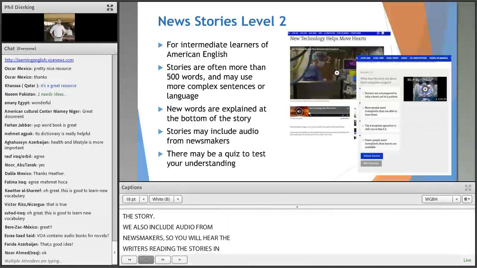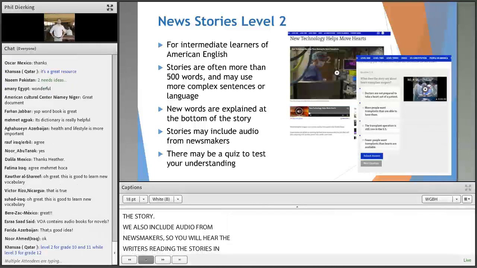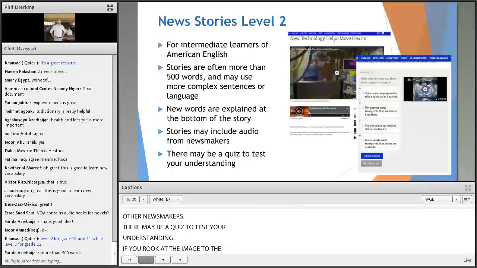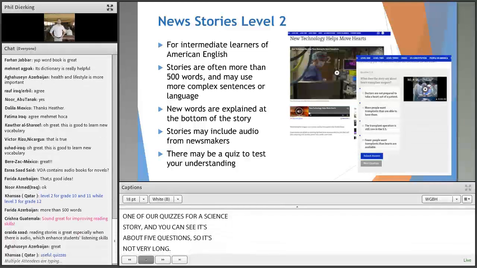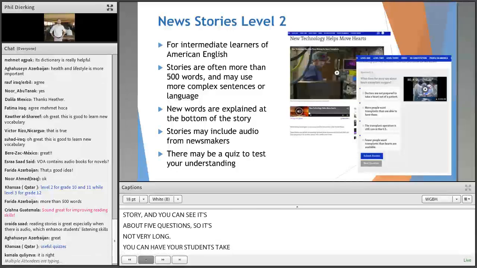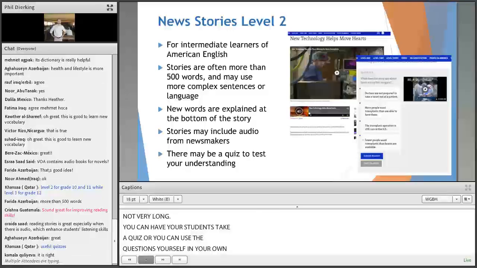The other neat thing about some of these stories at level 2 is that there may be a quiz to test your understanding. So if you look at that image to the right, you will see a picture of one of our quizzes for a science story. And you can see it's about 5 questions, so it's not very long. You can have your students take the quiz, or you can use the questions yourself in your own class as a reading or listening comprehension activity.